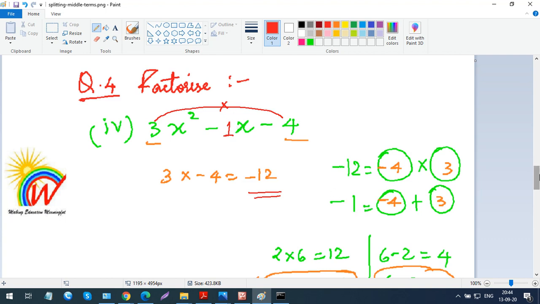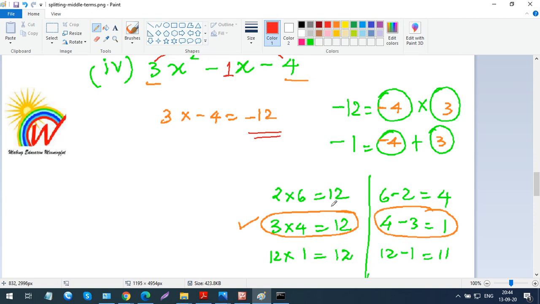Now I will try to find out the terms. 2 sixes are 12, 3 fours are 12, 12 ones are 12. So 3 different pairs again. Here 6 minus 2 gives you 4, so that's not the right thing. 4 minus 3 gives you 1. I'm supposed to get 1, right? So I will choose the 4 and 3.